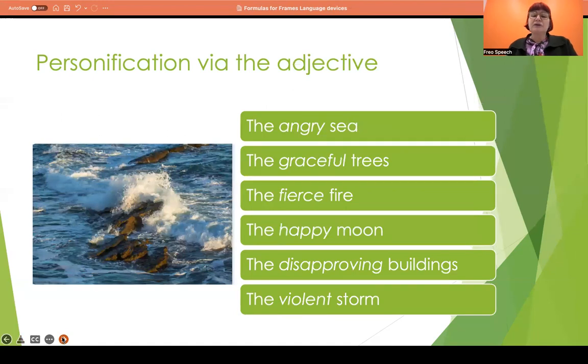The other way to get personification is from the adjective. So we can have an angry sea, or a graceful tree, or a fierce fire, or a happy moon. And again, angry, graceful, fierce, happy, disapproving, violent are words that we would use most often with humans, or sometimes with animals. And then when we associate them with objects, those objects come alive and they get a sort of momentum about them that is associated with the same person or living thing that represents that adjective or noun or verb.